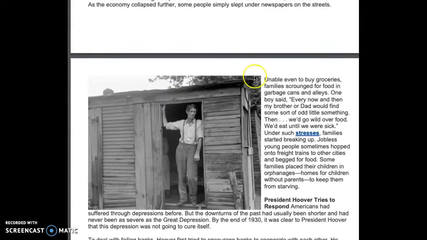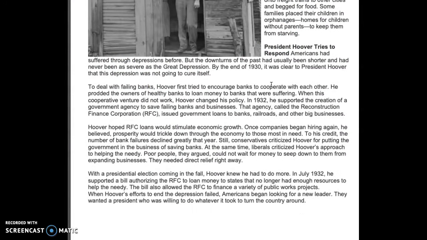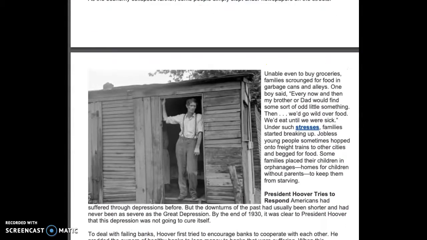This is an example of a Hooverville that we'll talk about a little bit more in depth later. Okay, so yep, it's a little bit of a lengthy reading section, okay? And as you're reading, you're going to answer these questions.